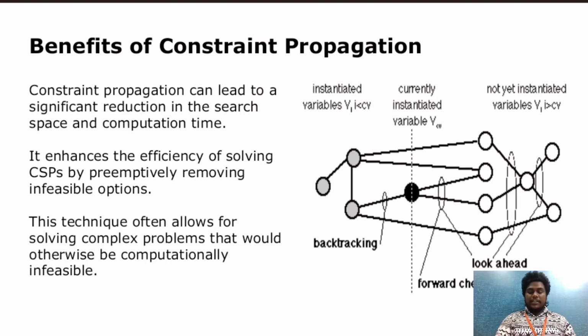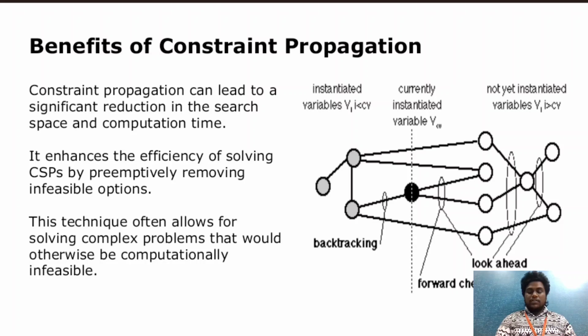Benefits of constraint propagation. Constraint propagation can lead to a significant reduction in the search space and computation time. It enhances the efficiency of solving CSPs by preemptively removing infeasible options. This technique often allows for solving complex problems that would otherwise be computationally infeasible.